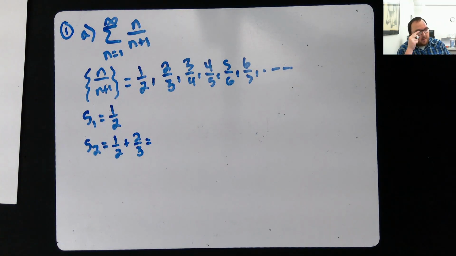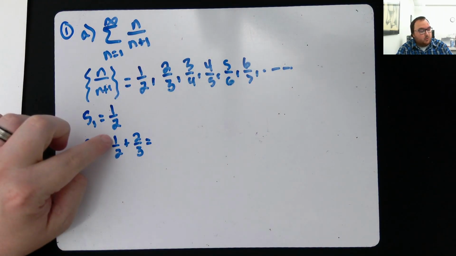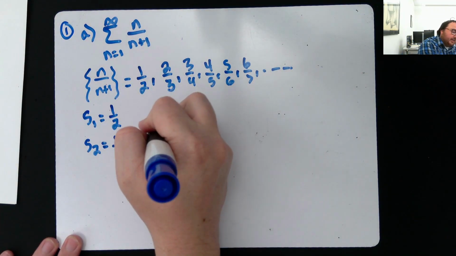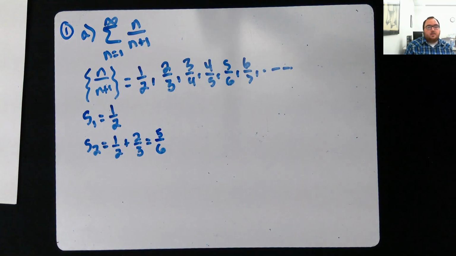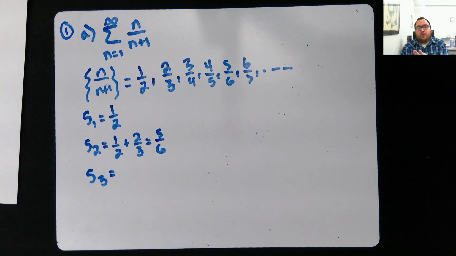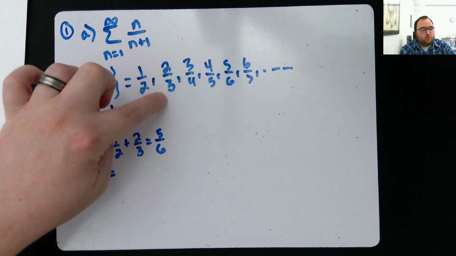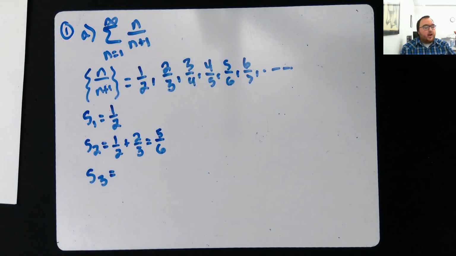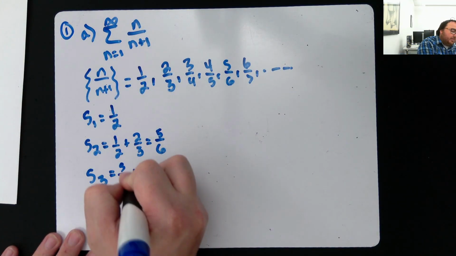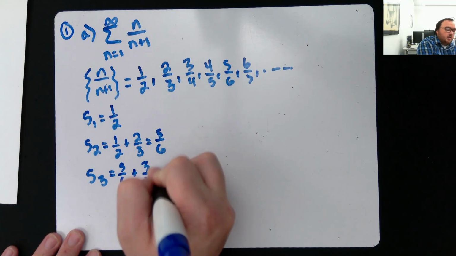Common denominator here would be a 6. So I need to times this by 3, times this one by 2. 3 plus 2 is 5, so I get 5/6. S3 would be the sum of my first three terms. So 1/2 plus 2/3 plus 3/4. I already know 1/2 plus 2/3 is 5/6, and I'm just adding 3/4.